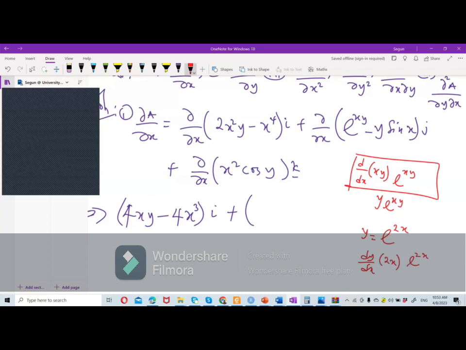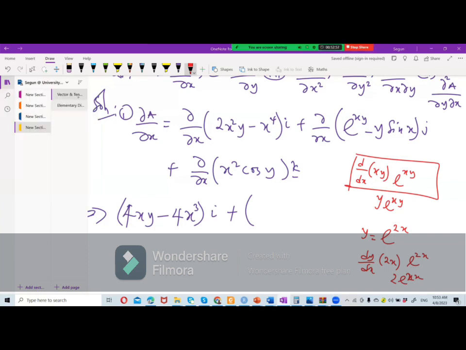Remember the exponential rule. Then differentiate this one with respect to x. You have 2 exponential 2x. Do you agree? It's still the same method we're using. Okay, let's proceed.